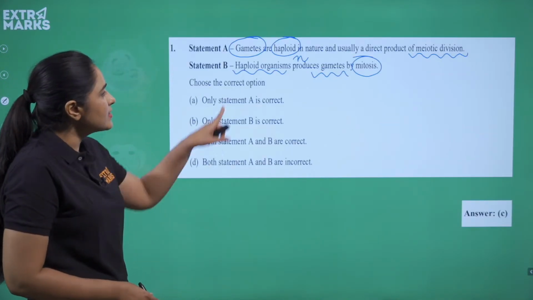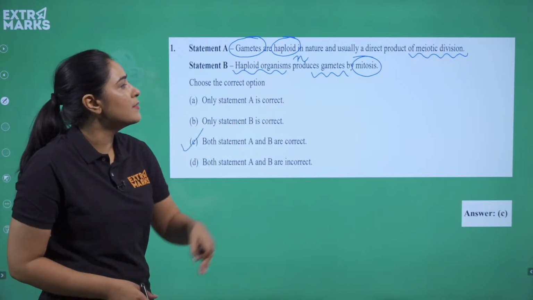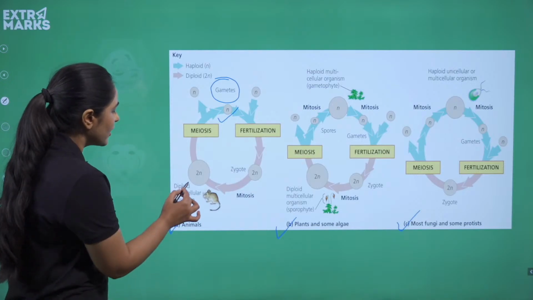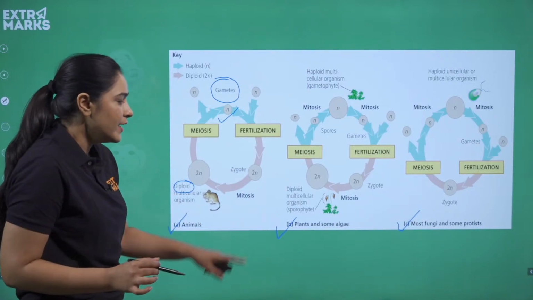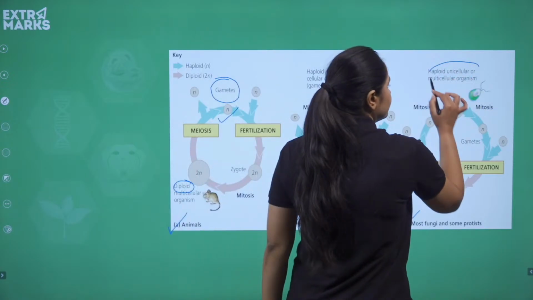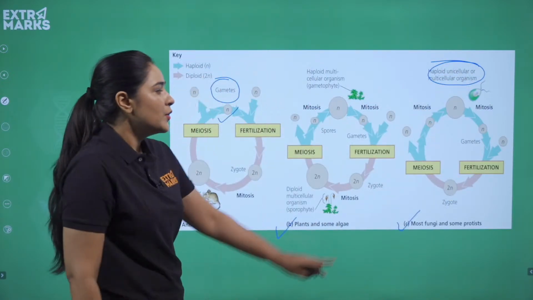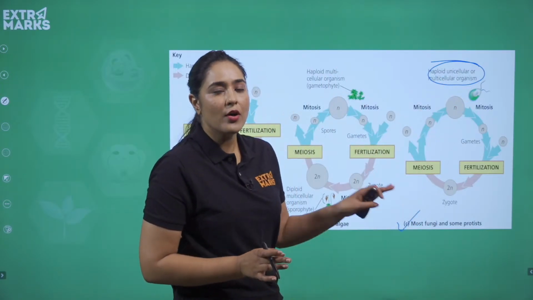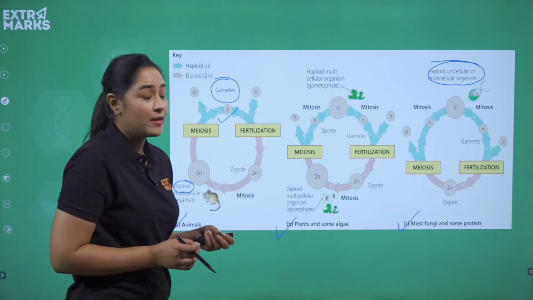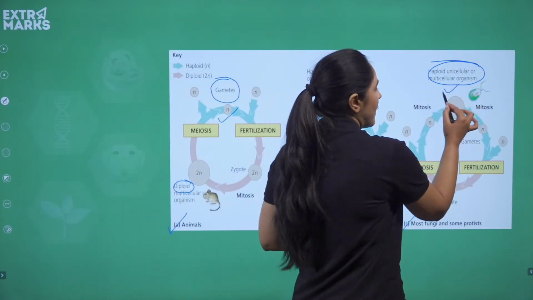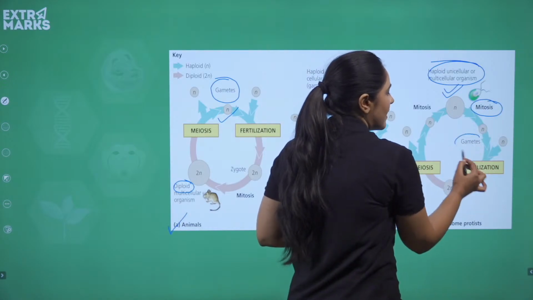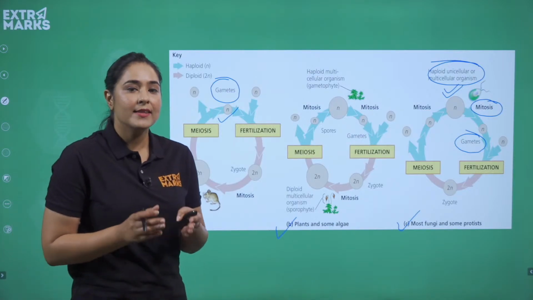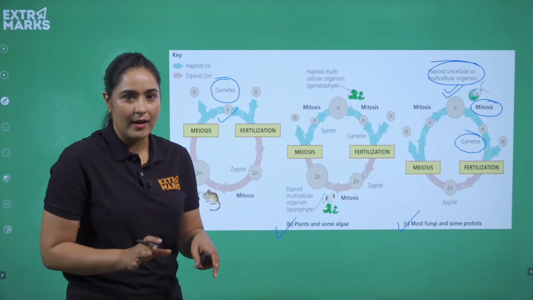And if we want to justify the next statement, haploid organisms produce gametes by mitosis. So obviously here we were talking about the diploid organism. If we have to see the haploid organism, see the third cycle here, we are having a haploid unicellular or multicellular organism. So obviously it will be producing the gametes with the help of mitosis. It is haploid in nature. Mitosis is again giving us the gametes. We are not requiring the reductional division, that is the meiosis. So both the statements are correct here.